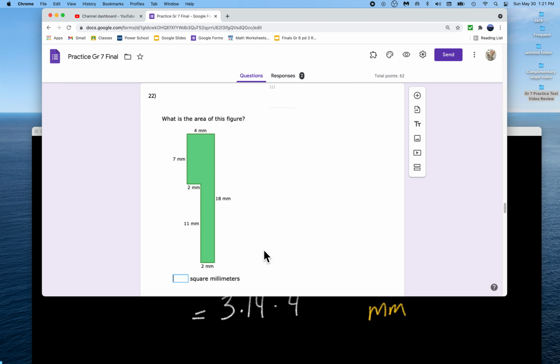Okay, compound or composite figure. Let's talk about how to do this. Best way is for me to redraw it. I apologize for taking your time here. I encourage you to redraw it on your own piece of paper, and just make sure that you get all the measurements correct. I leave off the units. You don't need them.